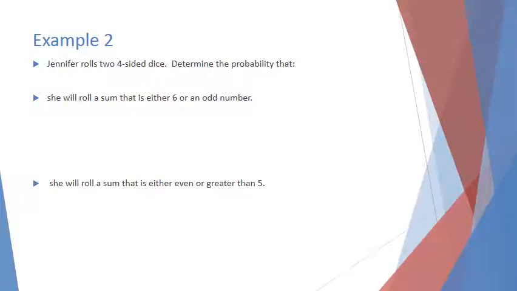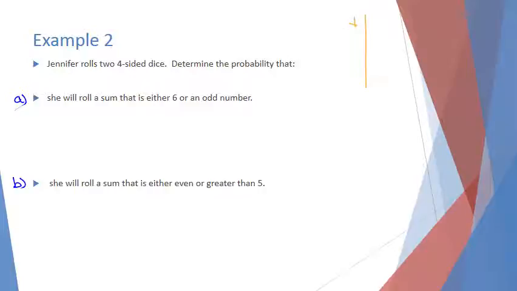Example 2. Jennifer rolls 2 4-sided dice. Determine the probability that A, she will roll a sum that is either 6 or an odd number, and then B, I will read later, but there it is down there. So we're rolling 2 4-sided dice. I'm not sure if you know all the outcomes that would happen with 2 4-sided dice. So whenever you're presented with a problem like that and you don't really know how that would shake down, just draw yourself a little sum table.